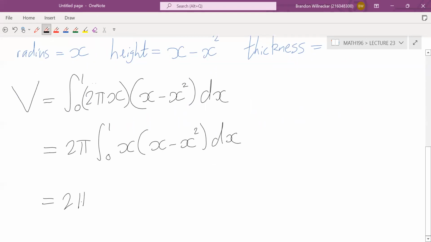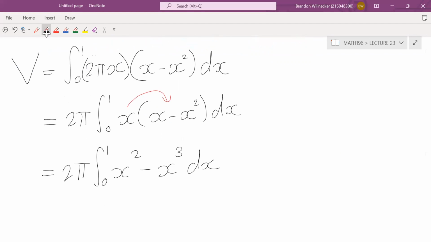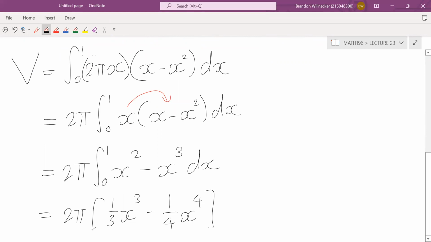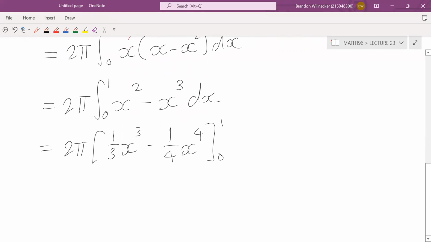Okay, so that's going to be 2 pi, the integral from 0 to 1, x squared minus x cubed. Okay, so I've just multiplied the x inside. Again, very simple integration. Let's just do that quickly. So that will be 2 pi, 1/3 x cubed minus 1/4 x to the 4 from 0 to 1.